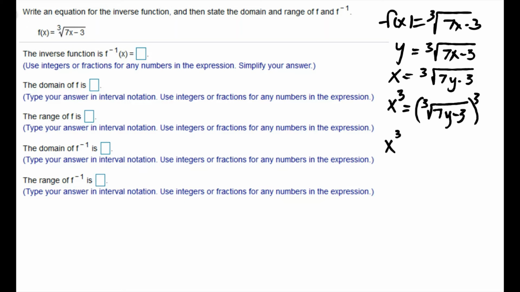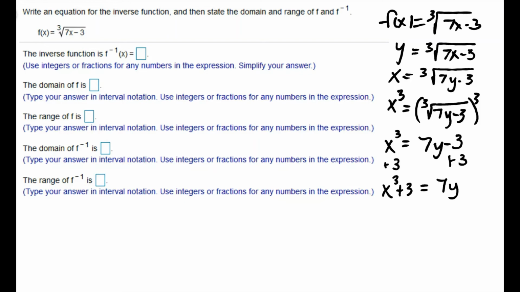So nothing to do on the left. On the right, the cube root and the cube cancel each other out. So we're left with 7y minus 3. So we're still working to try to get that y by itself. So then I'm going to get rid of this minus 3 by doing the opposite of subtracting 3, and that's adding 3. You're going to have x cubed plus 3 on the left, and on the right, the minus 3 and plus 3 becomes 0, and it cancels out from that side.